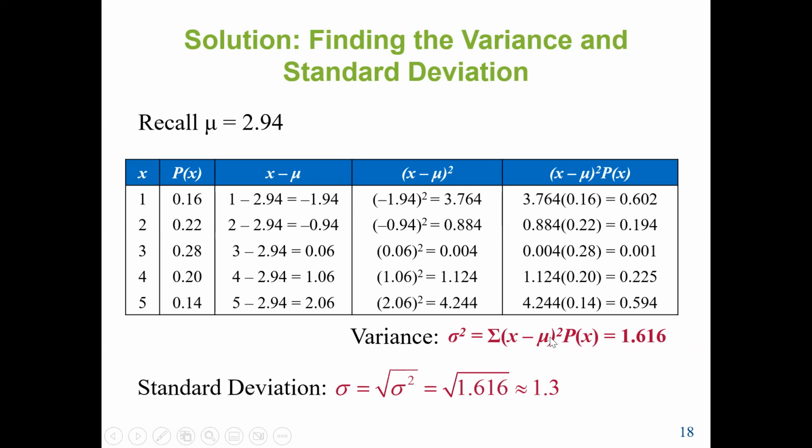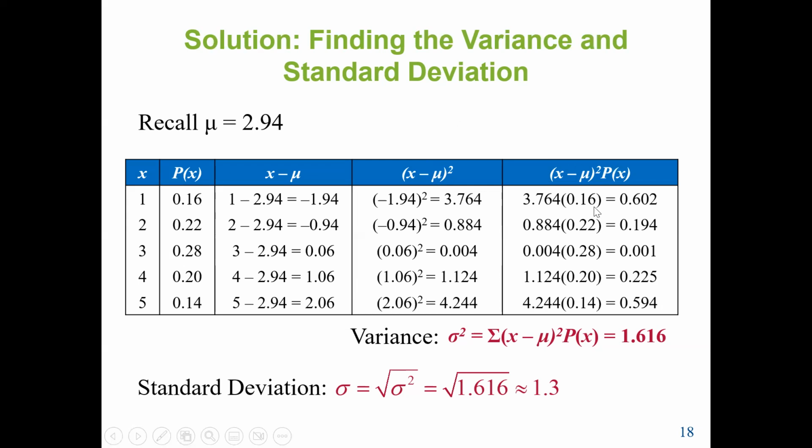Again, from the formula here, the x value is our category score from 1 to 5. We find the mean to be 2.94. So subtract the mean from each x value and square. And that's what we have in the third column for each value, 5 values. I would say 5 categories of scores. Then after that, we multiply by its probability. So the first one, 3.764, we multiply by its probability, which is 0.16.